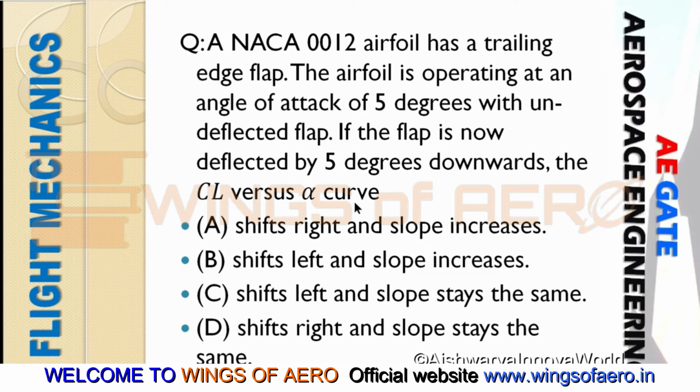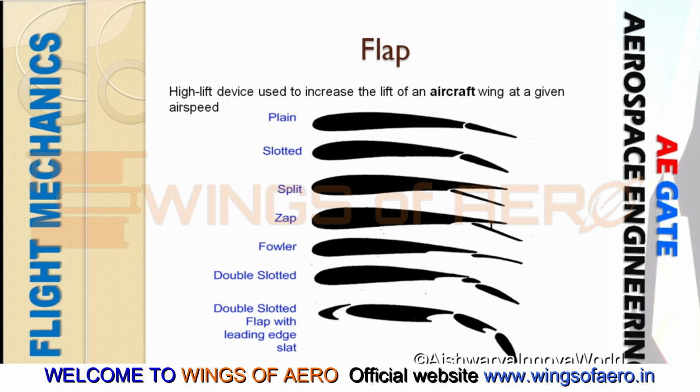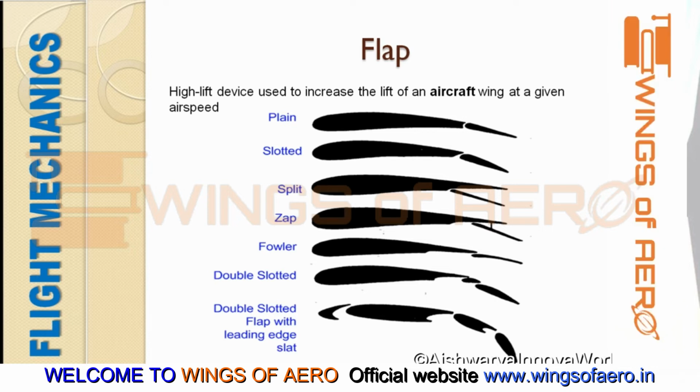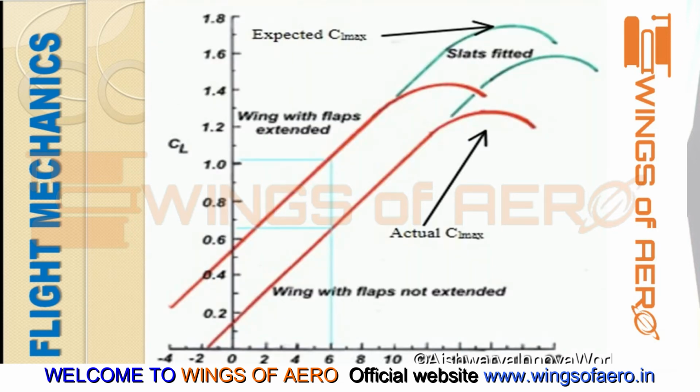So let's see the CL versus alpha curve. Before that, let me explain what is meant by flap. A flap is a high lift device used to increase the lift of an aircraft wing at a given airspeed, and you can see there are a few classifications of flap. So here is the CL versus alpha curve. In the CL curve, the first line you can see here is when the flap is not extended. In the second one, the flap is extended.